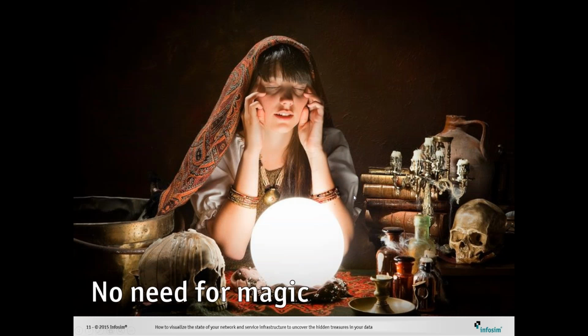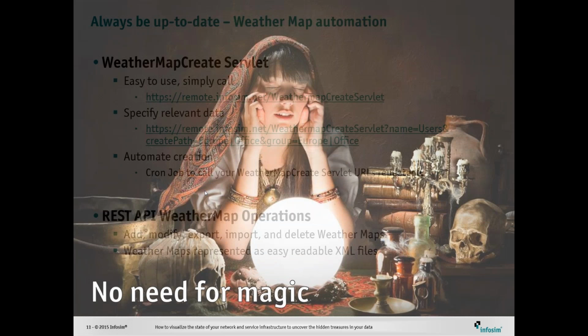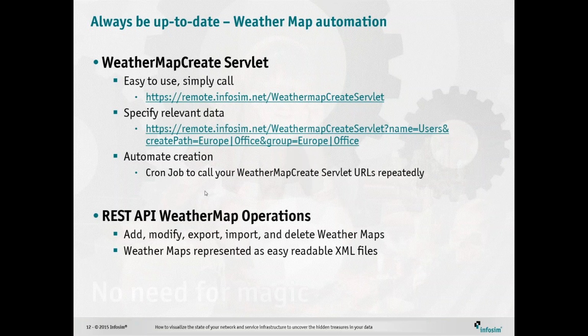So you see, it's no magic. You can use our auto generation for the maps, and then it is really easy to modify them and do it your own way. The last element to auto generate the weather map is that we have an API. You can use a servlet. This servlet is a URL call, and you can define in the URL all elements which should be located and created in the map.